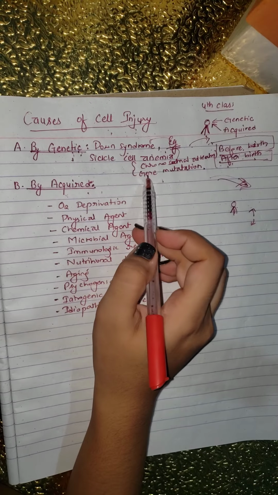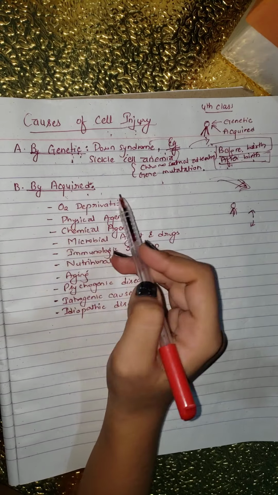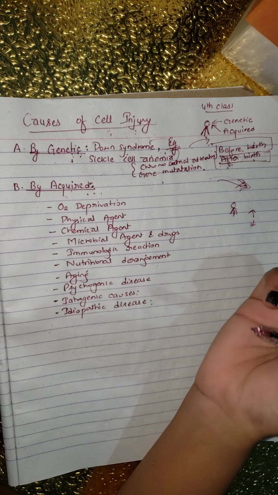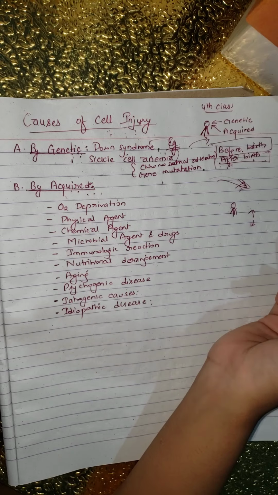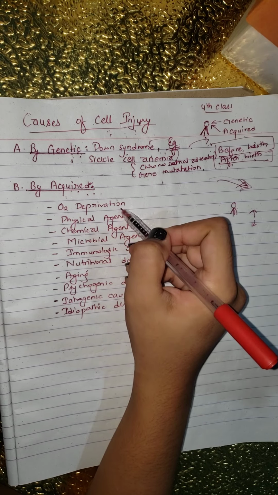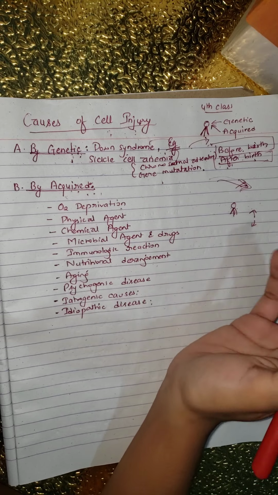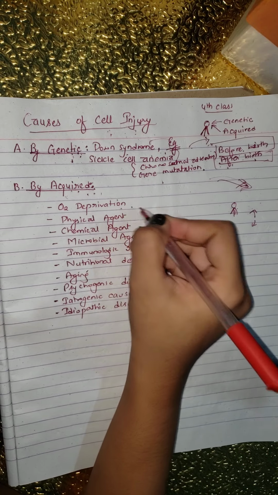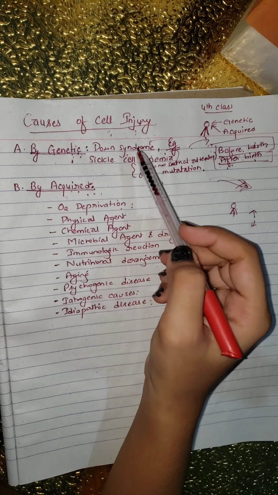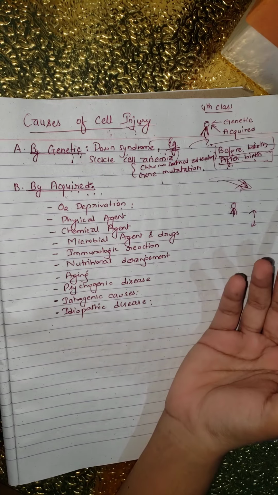And if not genetically, then the cell can encounter injury or stress through acquired causes, which can be oxygen deprivation, for any cause. If the body or the cell is not getting enough oxygen, then it will cause injury to the cell, because the cell requires oxygen to survive.